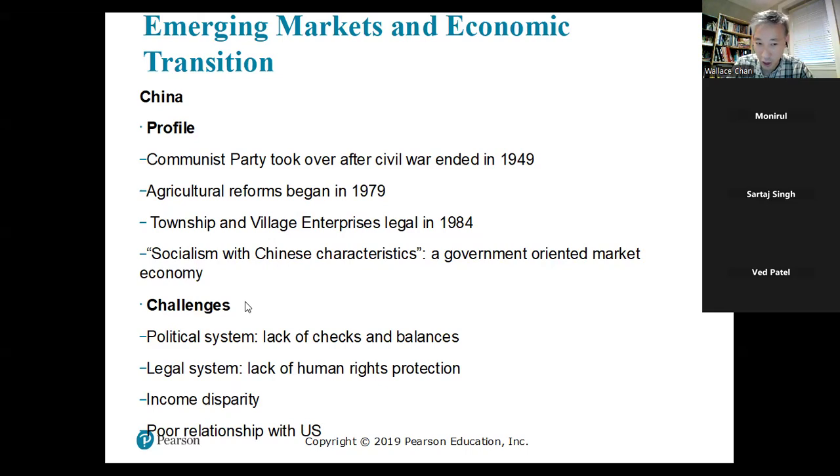They are facing challenges, including the political system, a lack of checks and balances, the legal system, and a lack of human rights protection, although it is gradually improving, but there's still a lot of room for them to do a better job. Income disparity is another. For the past few years, their relationship with the US has deteriorated. Those are some of the challenges China is facing now.